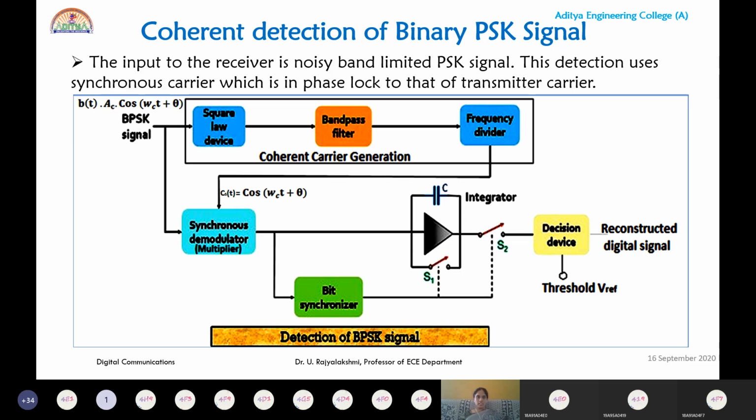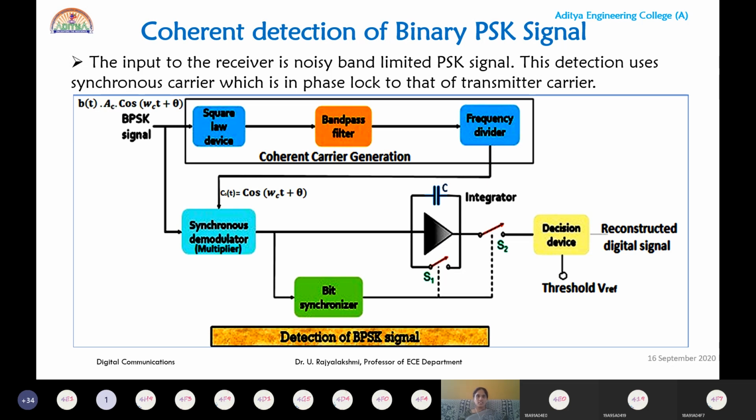What is the input to the receiver section? That is the modulated signal. What is the general form of the BPSK modulated signal? We discussed it: b of t into Ac into cos omega ct. But here the input for the receiver we took as cos of omega ct plus theta.